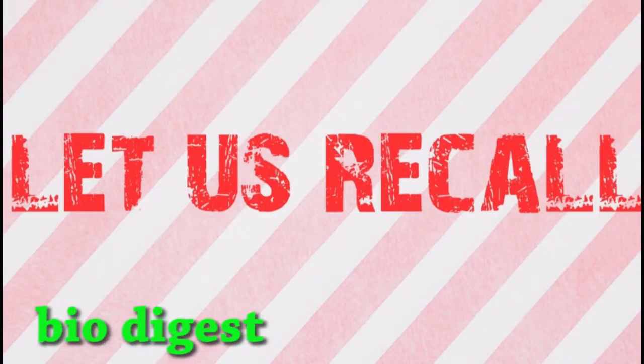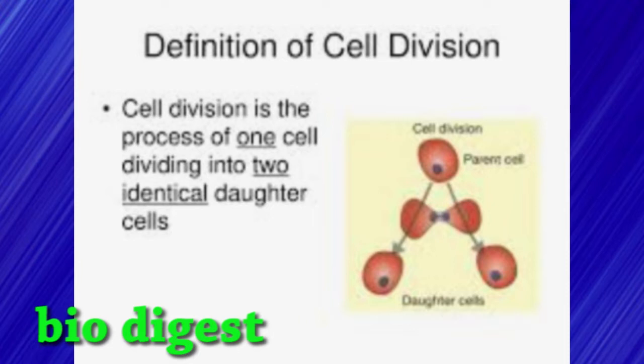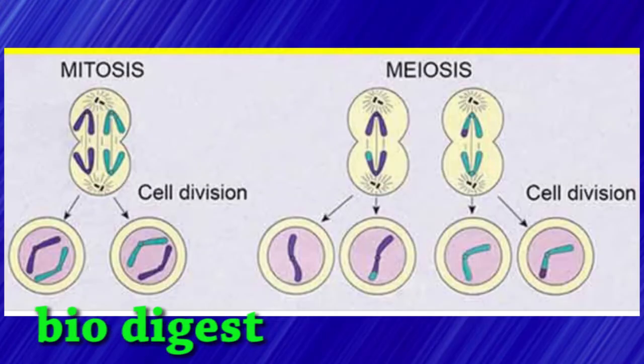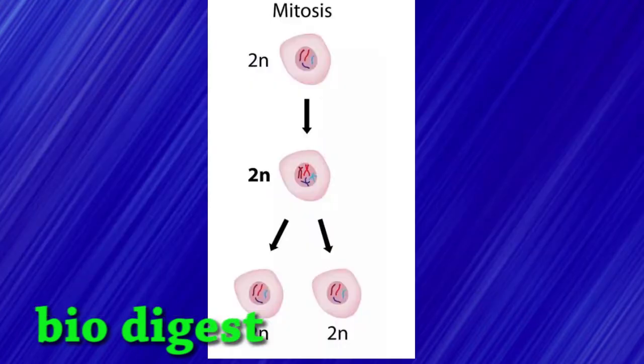Let us recall. Cell division. What is cell division? The division of cell into 2 daughter cells with the same genetic material. Kinds of cell division. There are 2 kinds of cell division. Mitosis, that is for growth and repair of the body parts, and meiosis, that is for the production of gametes, that is sperms and egg. Mitosis. Where does mitosis happen? It occurs in the somatic cells.